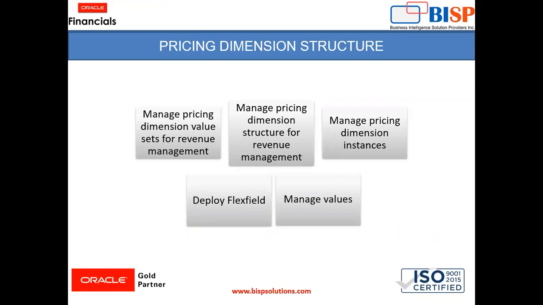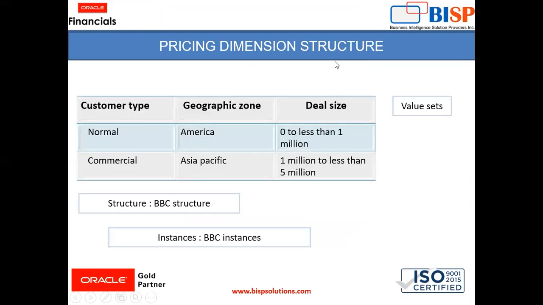Now, to create a pricing dimension structure, there are various steps or tasks which we need to perform. First, we need to create a value set in the instance. Then we need to create a pricing dimension structure. Then we need to create a pricing dimension instance. Then after creating these three, we need to deploy a flex field. It is nothing but the validation of the above three steps. Then after deployment, we need to create a value set value by using the task name as manage values in the instance.